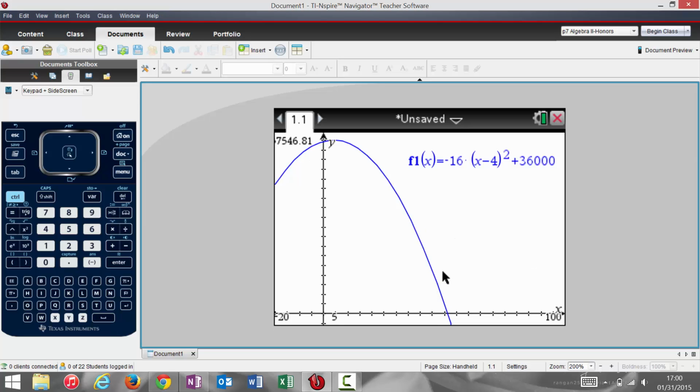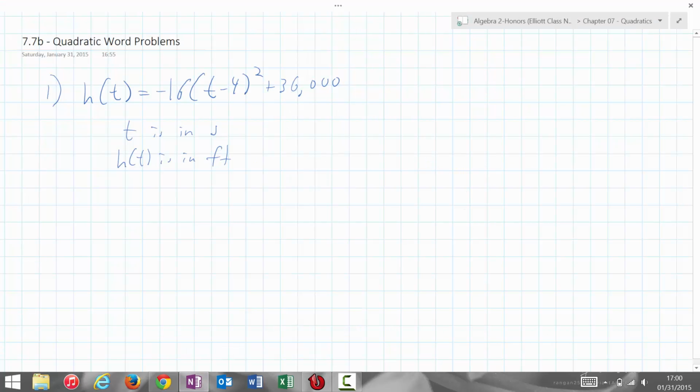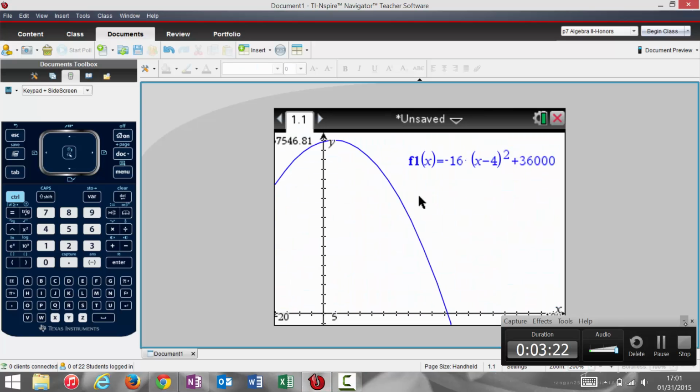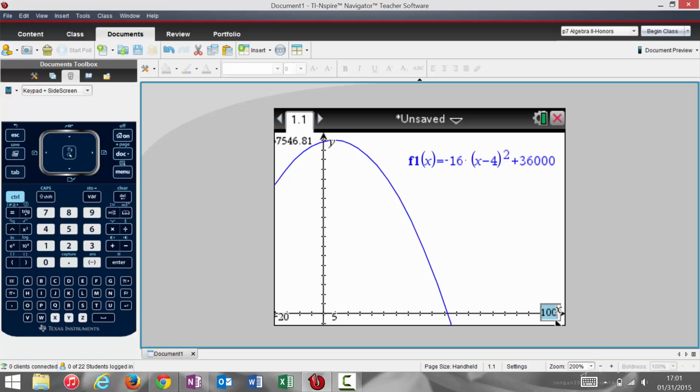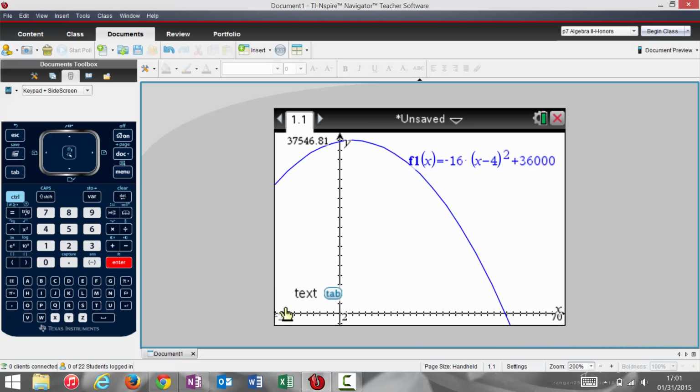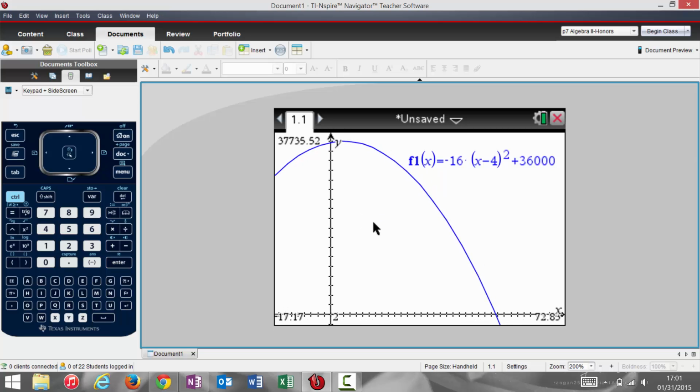I'm actually going to drag this into quadrant 1, and you guys should realize why this should be quadrant 1. We're talking about time and height, and both of those need to be positive. So I can even customize this just a little bit further, tighten that down to maybe 70, and move this. Okay, that's fine. This gives us a good view of the parabola and what we need.